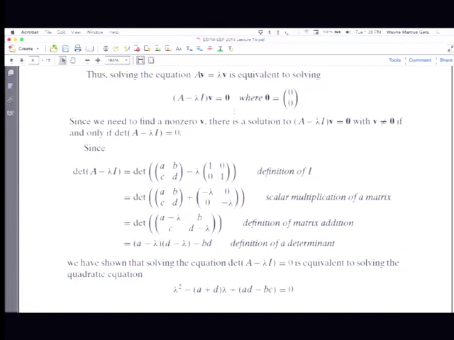Now what's the determinant of this matrix? How do I find the determinant of that matrix? Remember, it's just the diagonal elements. The determinant of the matrix is this times this minus this times this. So it's A minus lambda, D minus lambda, minus BC equals 0. Now I can multiply this out. If I multiply this out, I get minus lambda times minus lambda is lambda squared. Then I get minus A plus D lambda. And then I get plus AD minus BC equals 0.